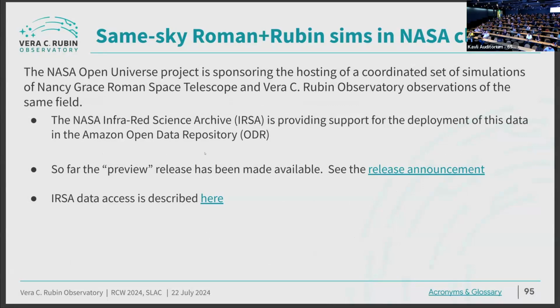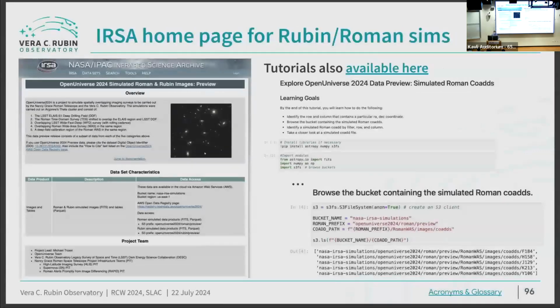So as I think was already mentioned, the NASA Open Universe project, coordinated by Alina Kiesling at JPL, has sponsored hosting these coordinated Roman and Rubin simulations that you've heard about here in the Amazon Open Data Repository. The NASA Infrared Science Archive, IRSA, is providing the technical support for the deployment of this data. So far, this preview release has been made available. There are links here in the slides for later to the release announcement and to the IRSA data access page. I just want to say a few things about this quickly.